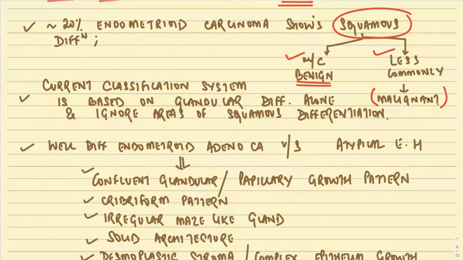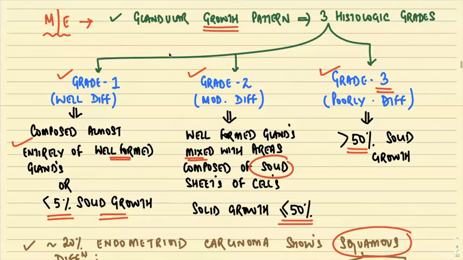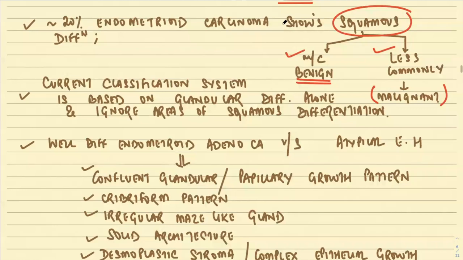Okay, so remember, whenever you are doing the grading, that is grade 1, 2, and 3, it is always done on the basis of the endometrial gland tissue. We will never take into account the squamous tissue when we are grading the endometrial tumors. Okay, always remember, this is very important. The current classification system is based on the glandular differentiation alone, and they ignore the areas of squamous differentiation. So the areas of squamous differentiation are not taken into consideration. Is it clear to everyone?